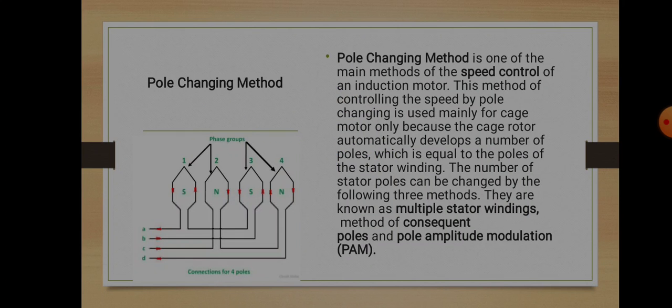Not in the slip ring induction motors. The number of stator poles can be changed by three methods: multiple stator windings method, consequent poles, and pole amplitude modulation methods.